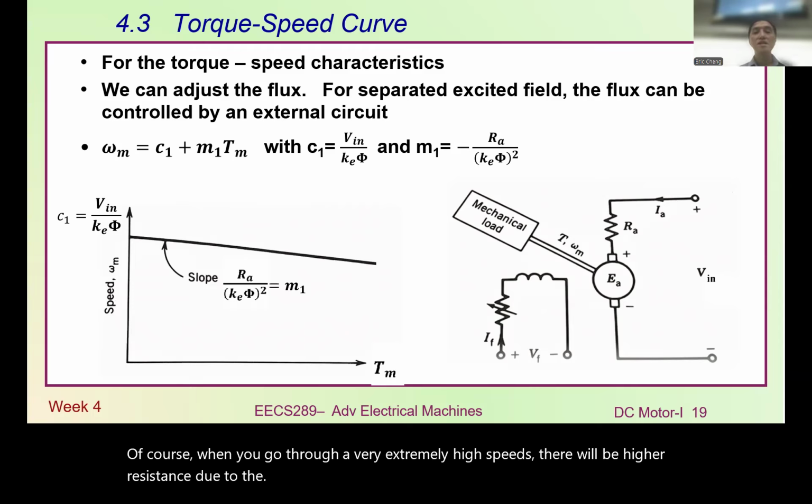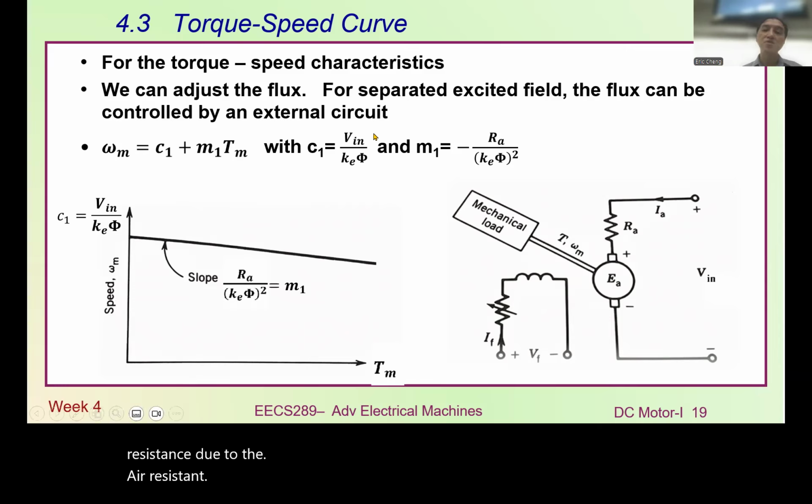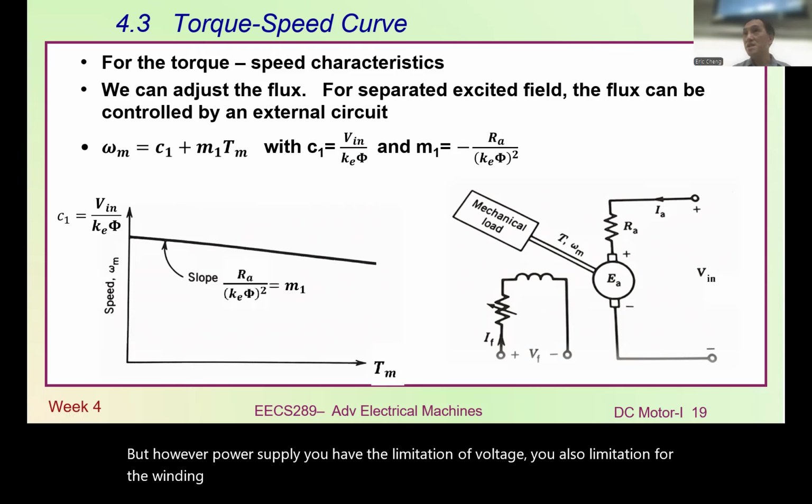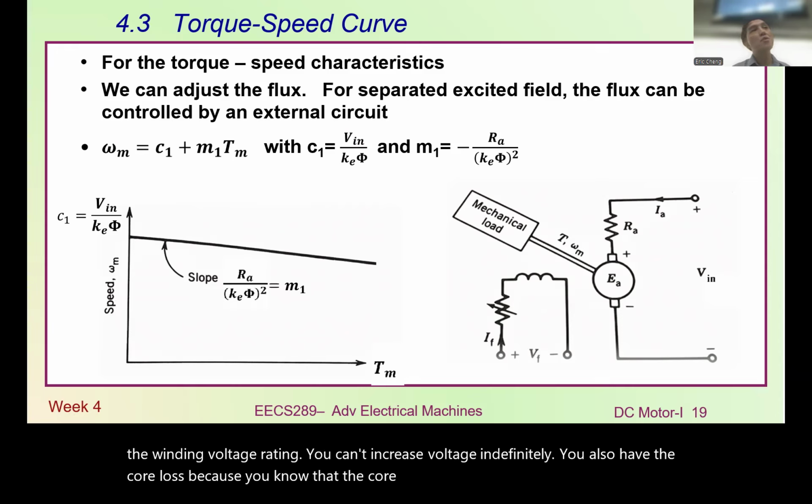But that is to say, if you want to increase the speed further, besides increasing the voltage, however, the power supply has a limitation of voltage. You also have a limitation for the winding voltage rating. You can't increase the voltage indefinitely. You also have the core loss. You know that the core loss is proportional to the voltage.